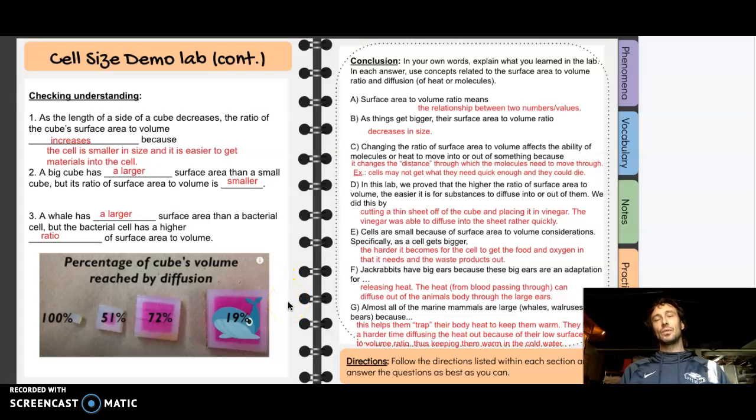Okay, so the main take-home message is cells need to be small for a couple of different reasons, right? Information overload and the ability to get materials in and out. Those two big things, right? And in order to stay small, they have to undergo cellular division, and we're going to get more into that as we move forward.